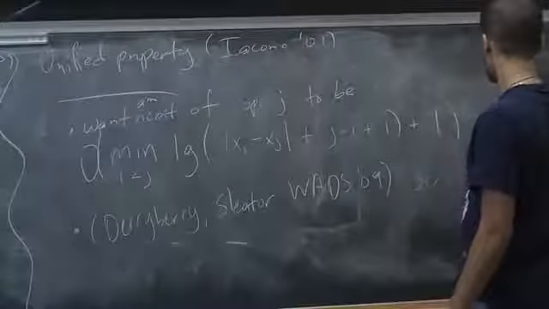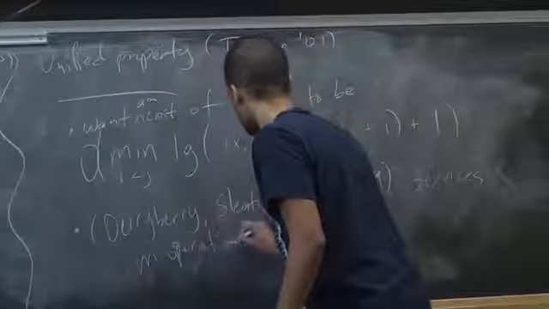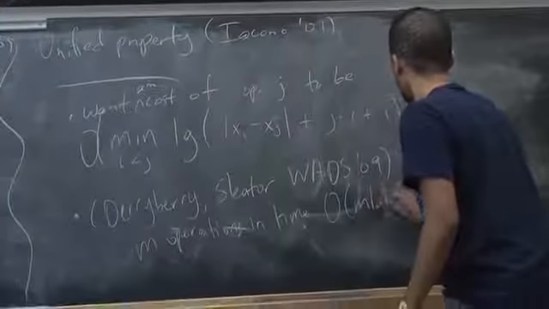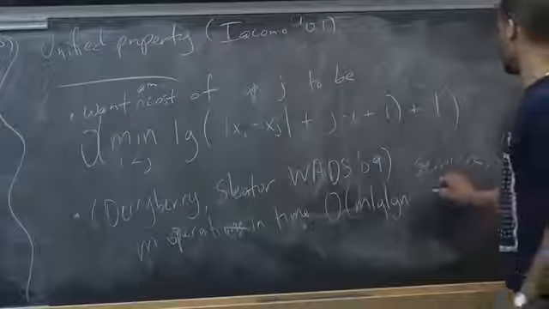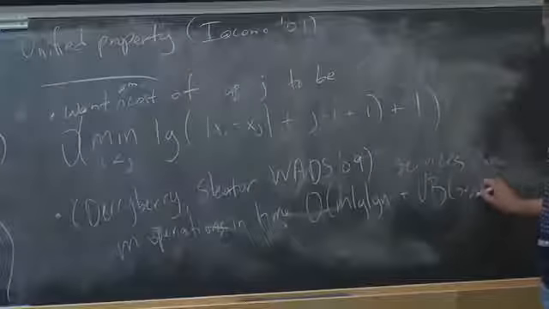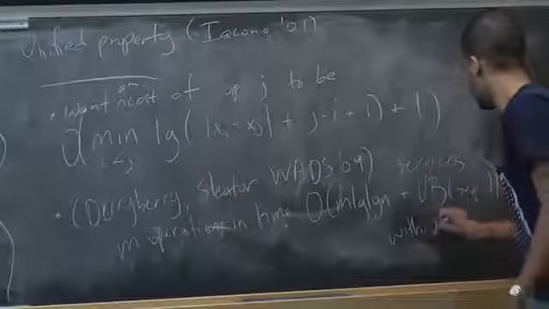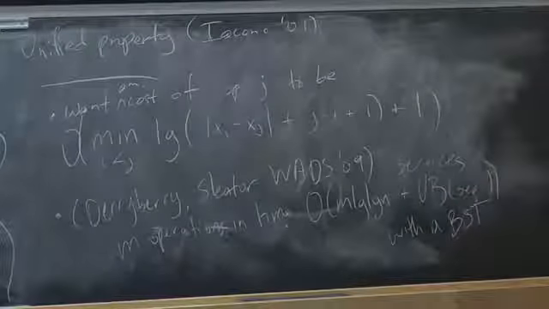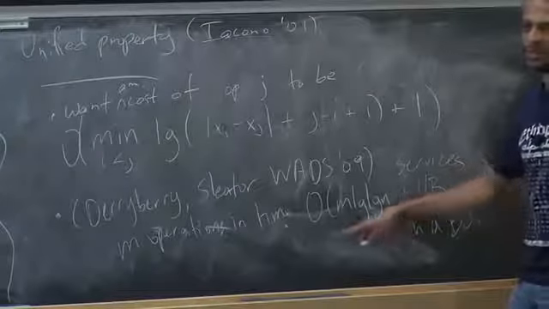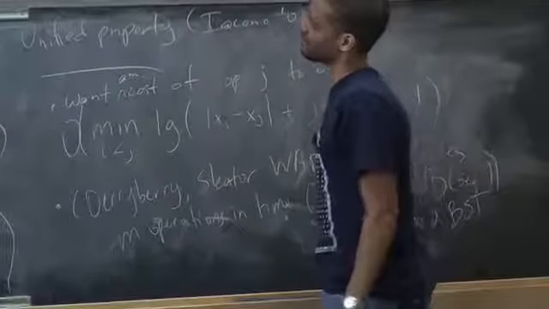Services M operations in time O of M log n plus the unified bound. This is the unified bound on the sequence. So with some BST, not with splay trees, they give a different data structure which achieves this bound. So what you really want here is m, not m log log n. But OK, that's the best that's known.